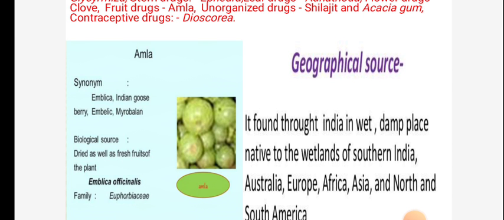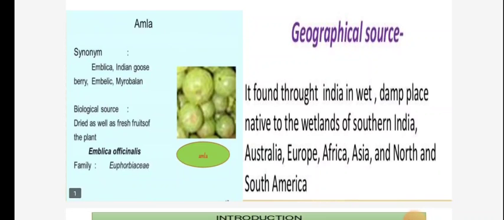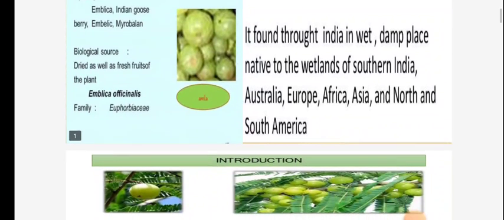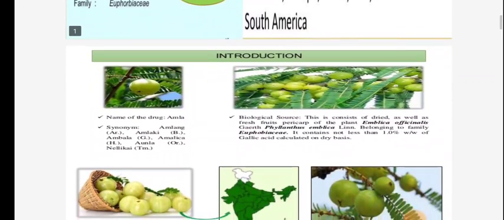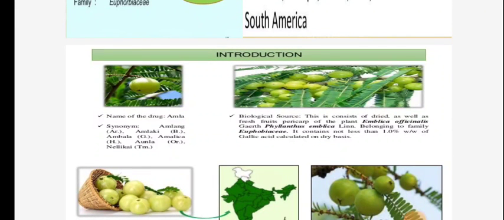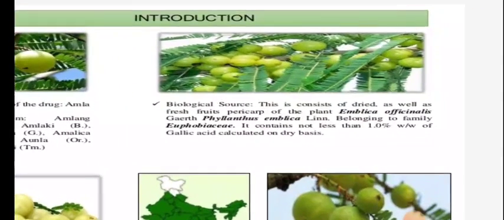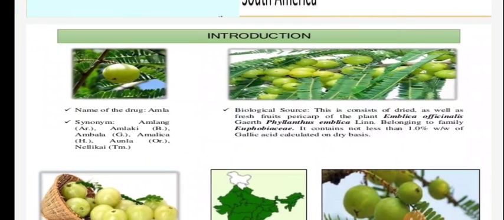Commonly it is found throughout India in wet, damp places or near the wetlands, in South India, Australia, and other countries or continents like Europe, Africa, Asia, North and South Africa. So all over the world it is commonly found. This amla fruit has a fresh pericarp, which is edible, so it is used commonly.